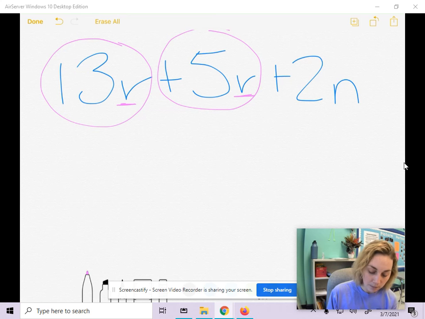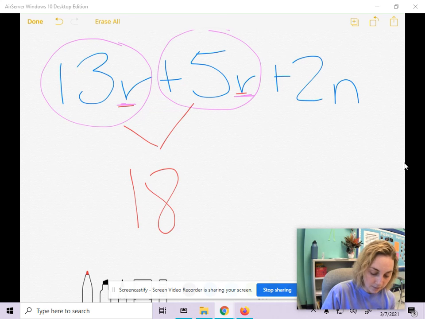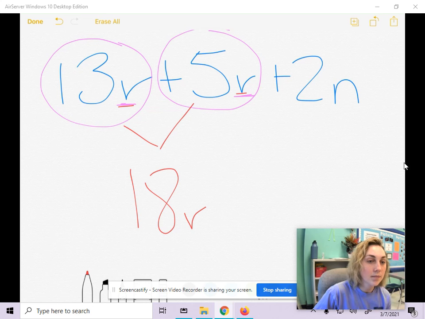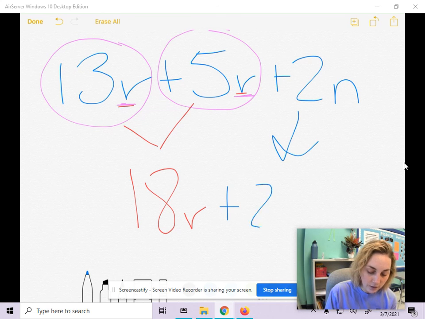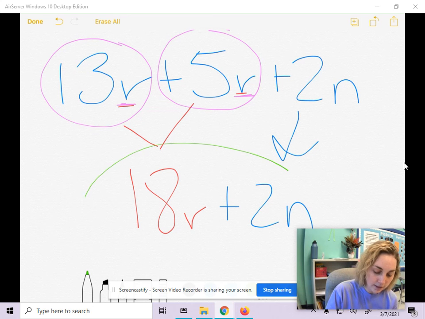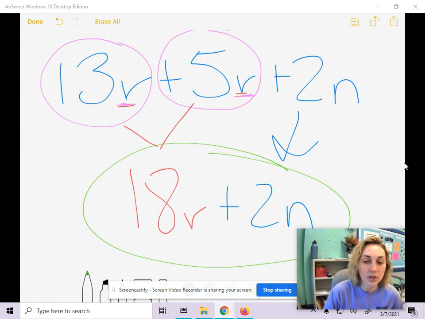So we have 13 plus 5. That is going to give us 18. And then we need to bring that variable down. So we combine that term. 13r plus 5r will give us 18r. And then 2n, we can't combine that with anything, so we can go ahead and just bring that down. So here would be our final answer. We have 18r plus 2n would be the simplified version of this expression.